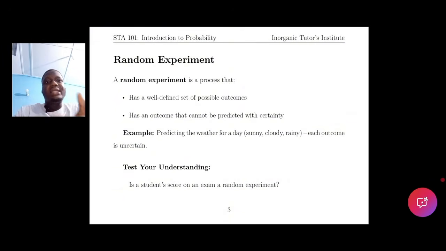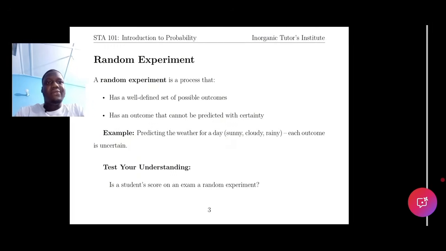And the second condition is satisfied because we cannot tell that when the student takes this exam, he or she is going to get 35 over 60. We can only assign probabilities, but we can't say that once you take this exam, you will get 42 out of 60. We can't do that unless the exam has been taken and we see the results. So this qualifies to be a random experiment. That's it for random experiments, and we move on to the next section of the lecture.